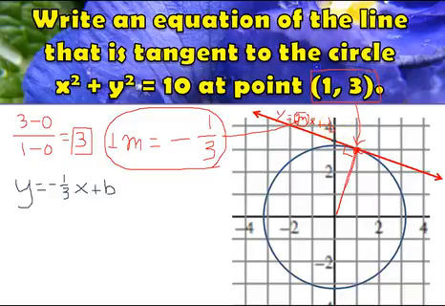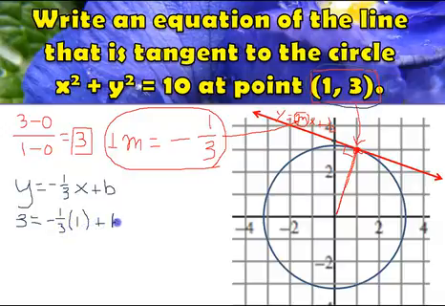We have to take this point again up here. I take the 3 and put it in for the y, and I take the 1 and put it in for the x. So it's negative 1/3 times 1. Okay, we got a little fraction action here. Love it. So negative 1/3 times 1 gives me 3 equals negative 1/3 plus b. That's pretty simple. How do I solve this for b?